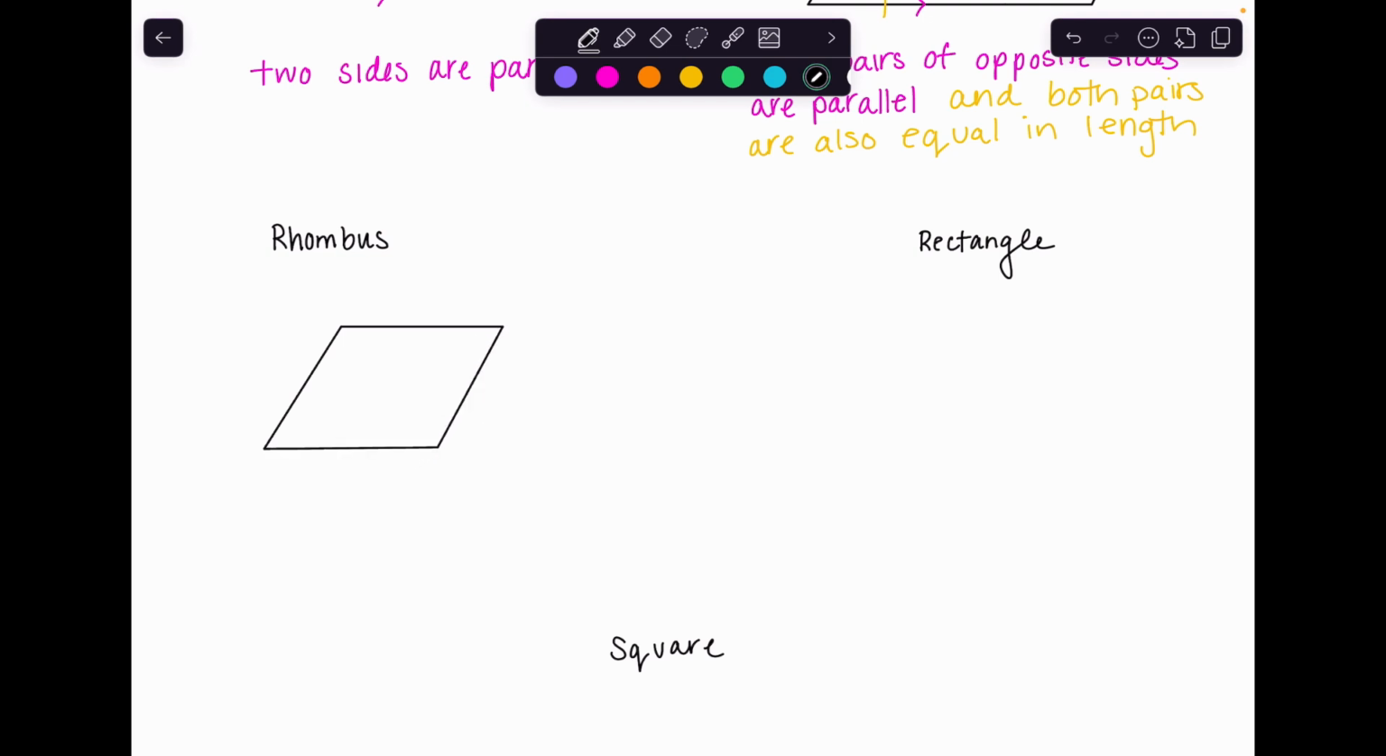Okay. So every single side is the same length. And the pairs opposite each other are parallel. So the definition we have for a rhombus is it's a parallelogram but all sides are equal in length.